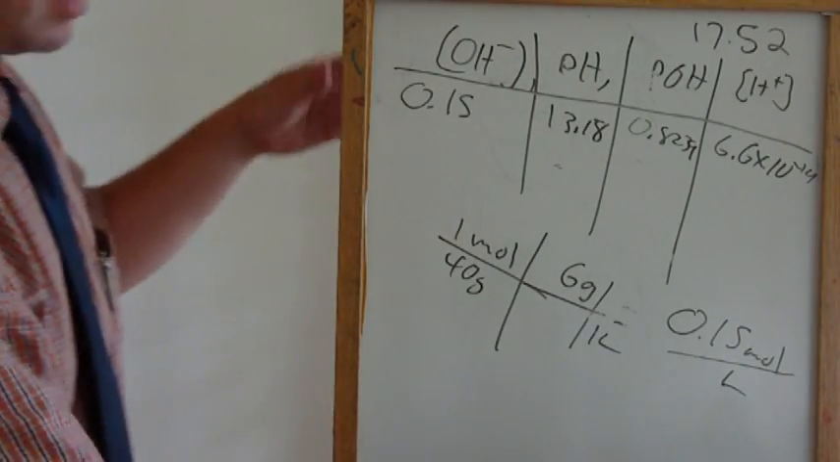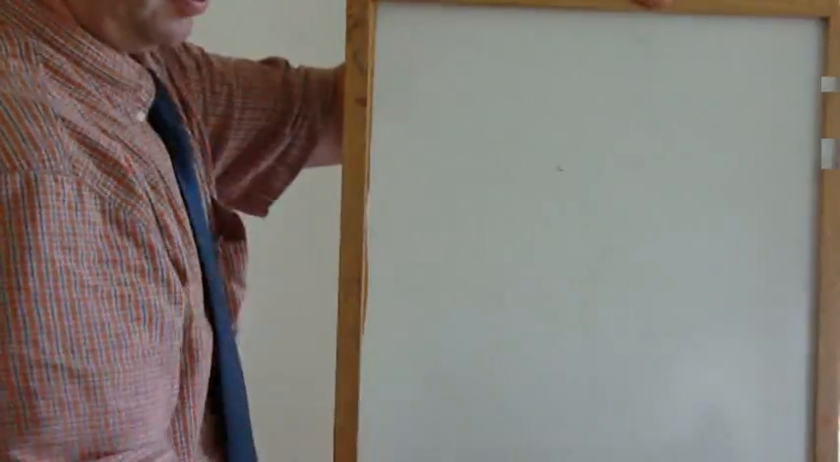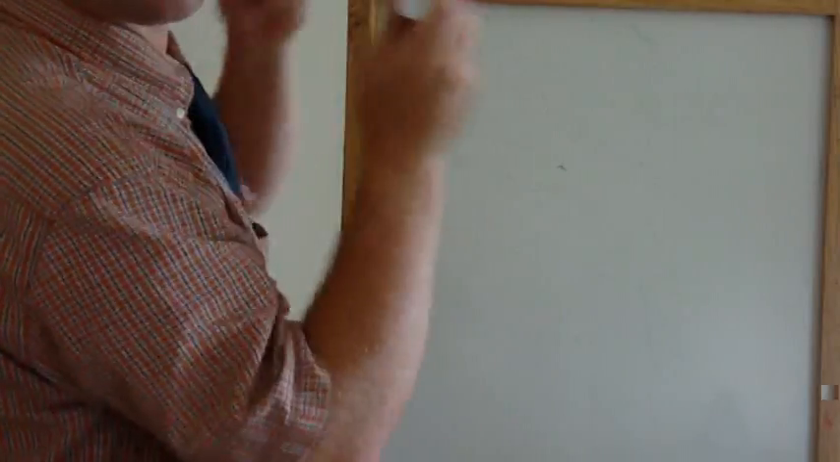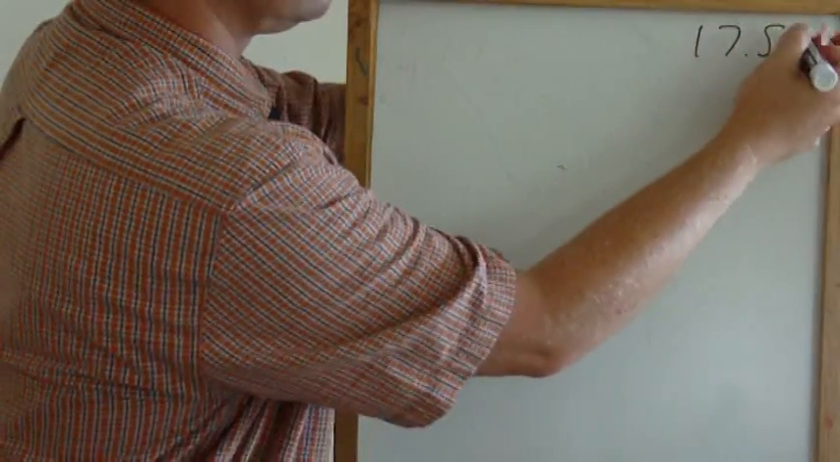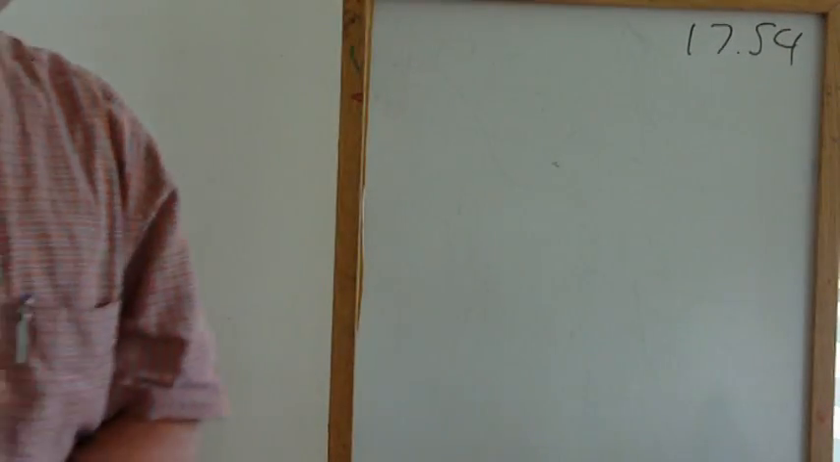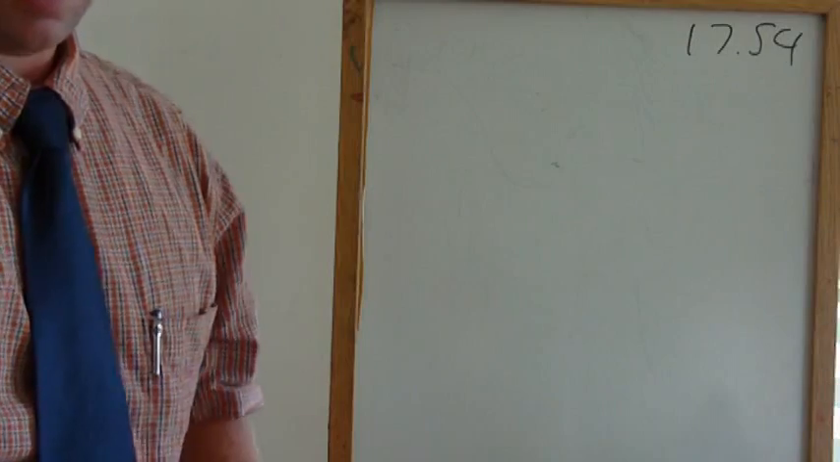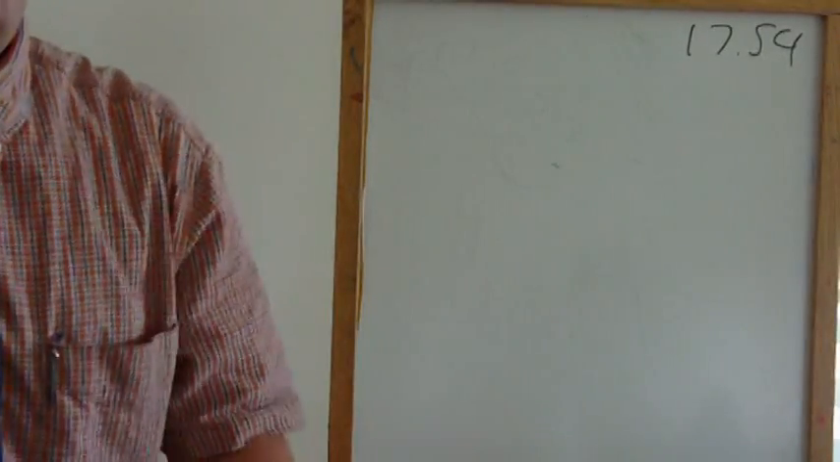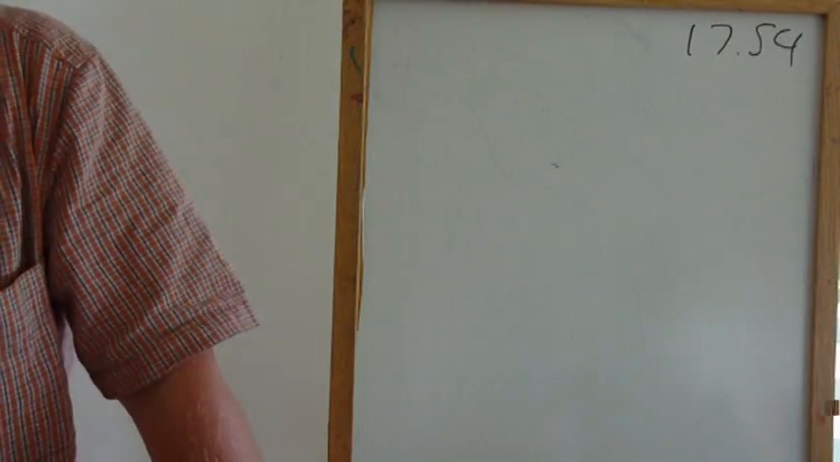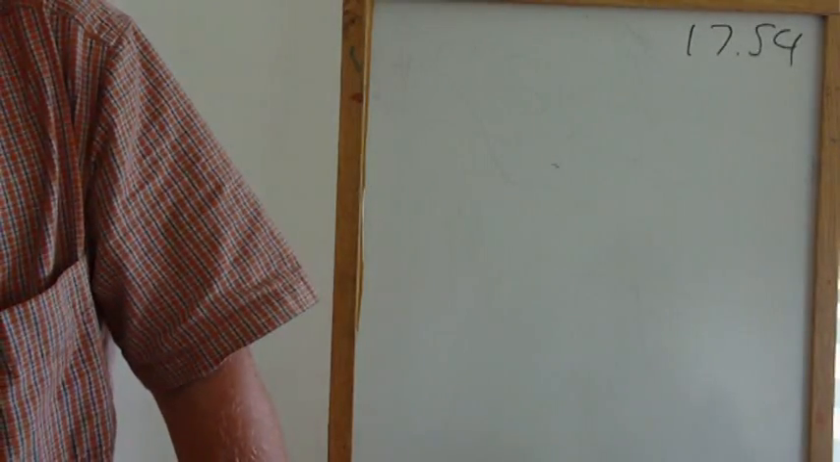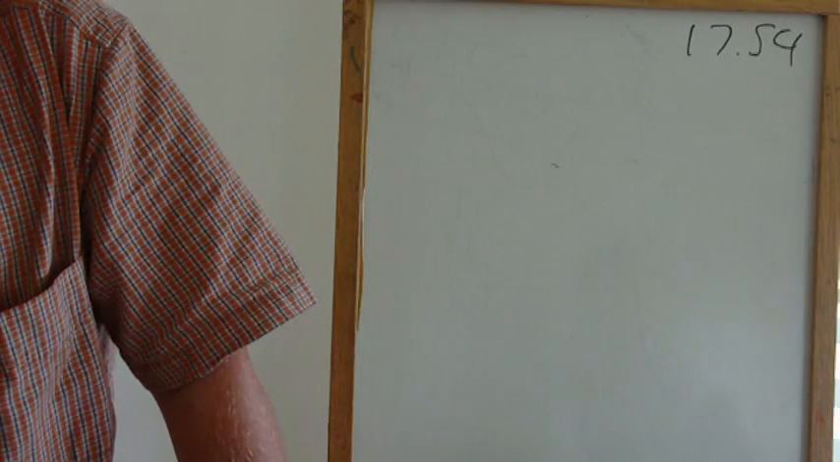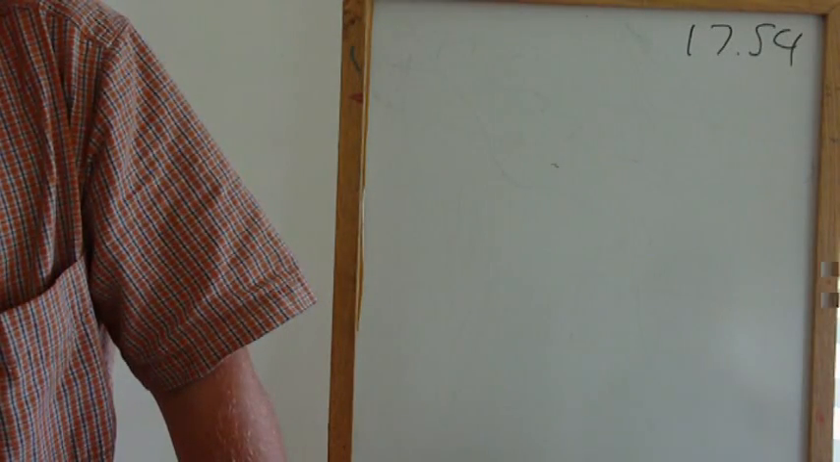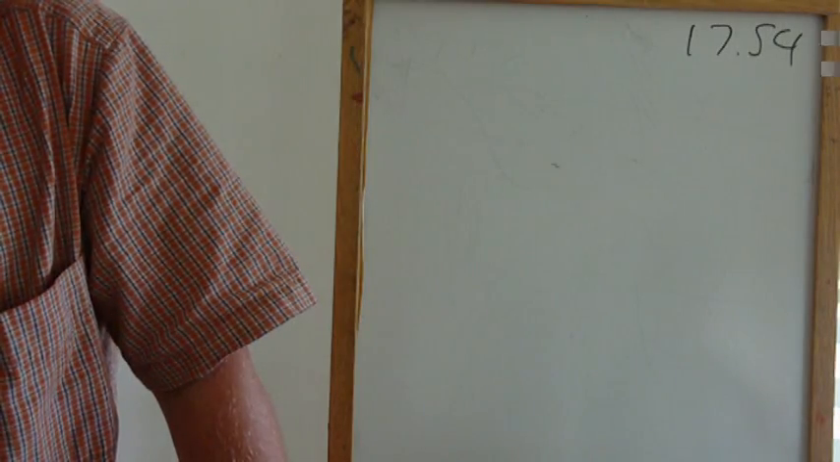All right. Problem 1754, everybody. It says a solution of calcium hydroxide has a measured pH of 11.6. What's the molar concentration of calcium hydroxide in the solution? What is the molar concentration of calcium hydroxide if the solution is diluted so the pH is 10.6?